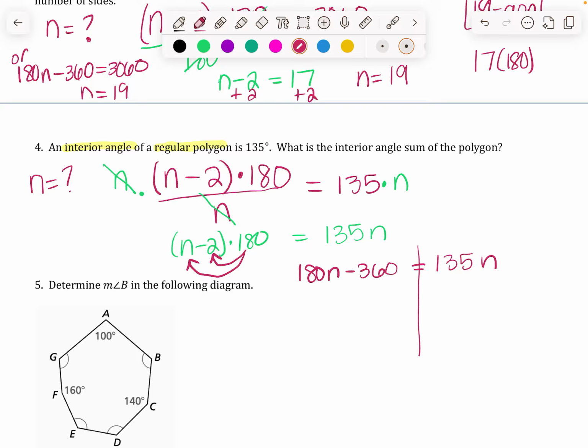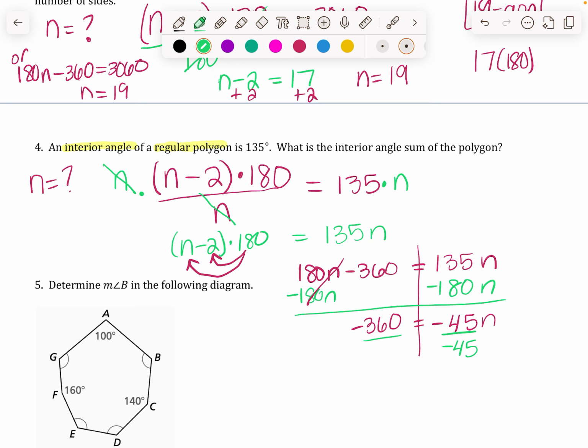So now I'm left with an algebraic equation with variables on both sides. In this case, you want to get all your variable terms on the same side. So you're going to have to subtract the 180n since you have n's on the left and right. That's going to leave you with the negative 360, and then we're going to have negative 45n over here. And then you're going to want to divide by negative 45.